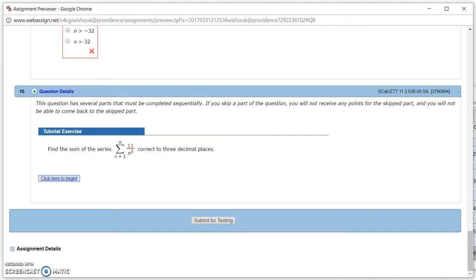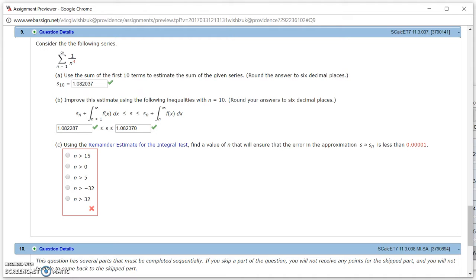So let's check the answer. Submit for testing. Looks like we got part B correctly. Now let's look at part C. It says to use the remainder estimate for the integral test. Find the value of n that will ensure that the error in the approximation s, approximated by Sn, is less than 0.00001.